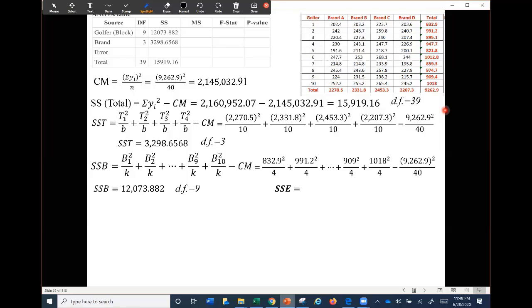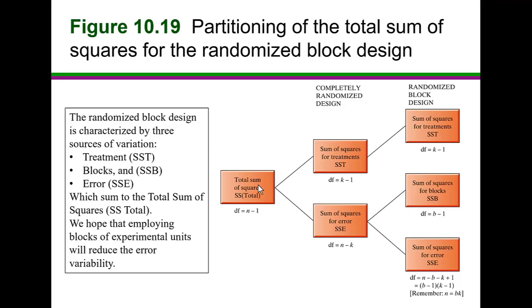Then the sum of squares error is the variability due to other factors different from brand and golfer. In this sum of squares error, we condense the effect of other factors on the variability of the distance. Remember, the total sum of squares measures the variation of all measurements with respect to the overall mean.